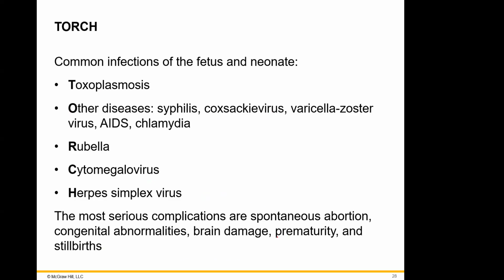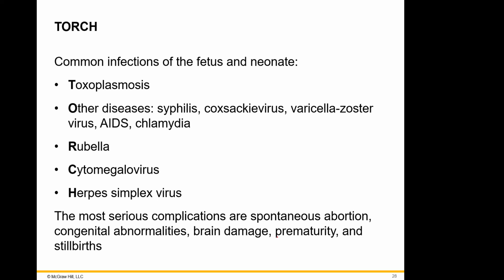So here's a word, TORCH, that's supposed to tell you about common infections of fetuses and neonates. I hate this because of the O, we'll see in a moment. So T is toxoplasmosis. This is a protozoan infection. This is the one that you get from handling kitty litter, that you're told not to do. It causes severe defects in children, potential stillbirth, all sorts of congenital abnormalities. Pretty serious, like it is that bad.